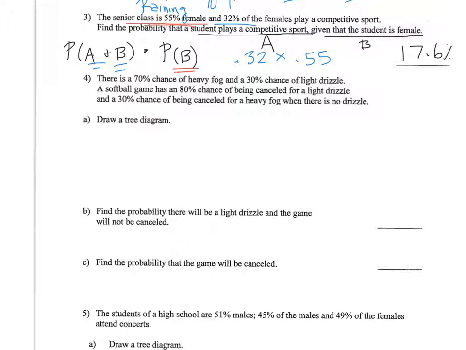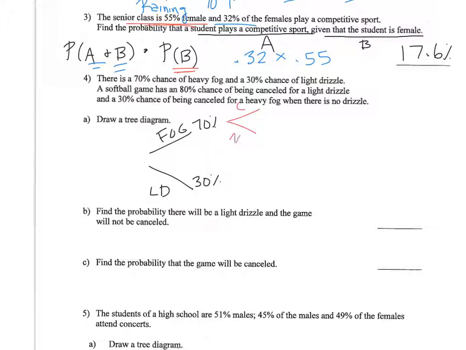So I think about this as you can have fog and you can have light drizzle. So the chance that there's fog is 70%. And there's a 30% chance of light drizzle. So there can be canceled.